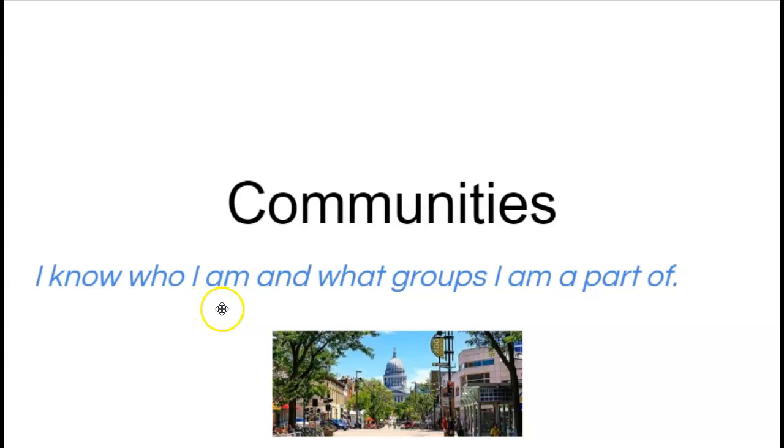I know who I am and what groups I am a part of. Your community is a group that you're a part of. Your family could be your community. Your classroom can be your community. The people that are your neighbors are a part of your community. You have lots of different communities depending upon what groups you are a part of.